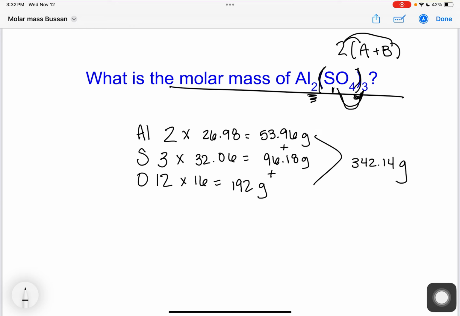Now, as I went through this, you might have said, Ms. Bussin, what about sig figs? Well, because these are all constants for my purple periodic table, I'm going to use the full number, but I'm not going to worry about rounding. They're all constants. They came from the table. So then this would be my answer. That is the molar mass of aluminum sulfate.